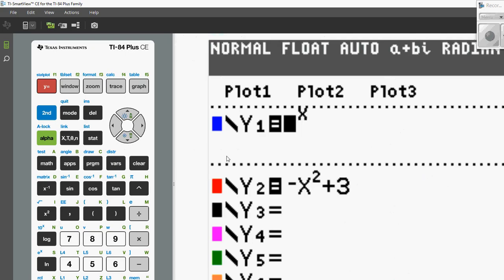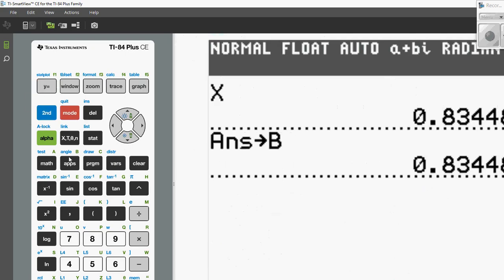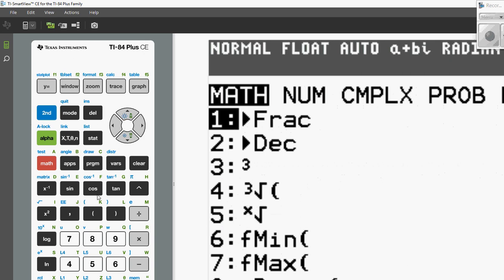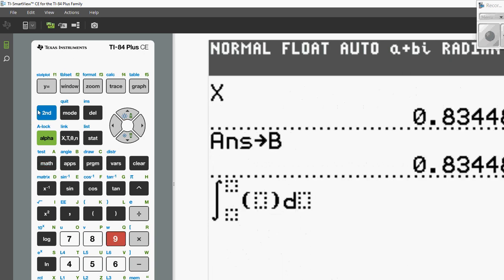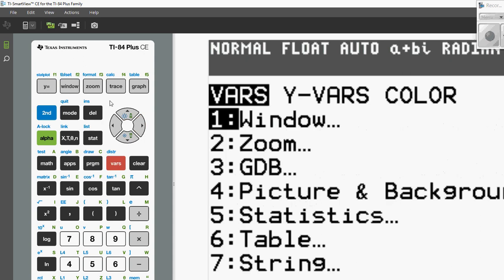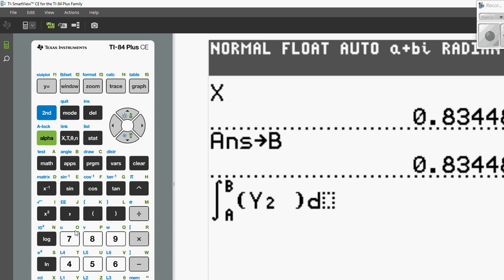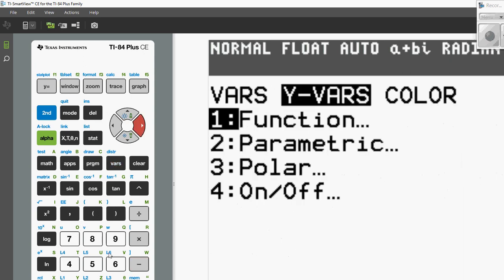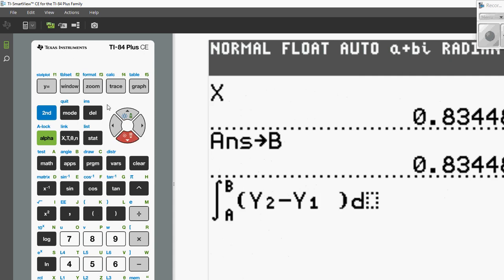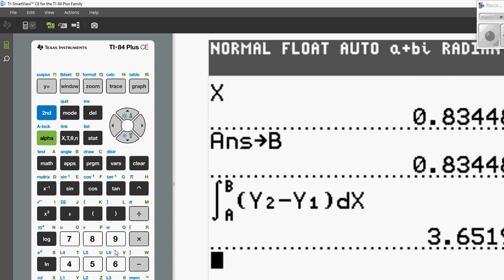So I know my x squared is my y2. I'm going to go to Math, Function Integrator, and I've now saved that negative 1.67 is A, and I've saved that 0.83 is my B, so I don't need to type them in. I can go to vars and go to yvars, function y2, which is the x squared, first, then yvars function y1, get my x, and get my n.